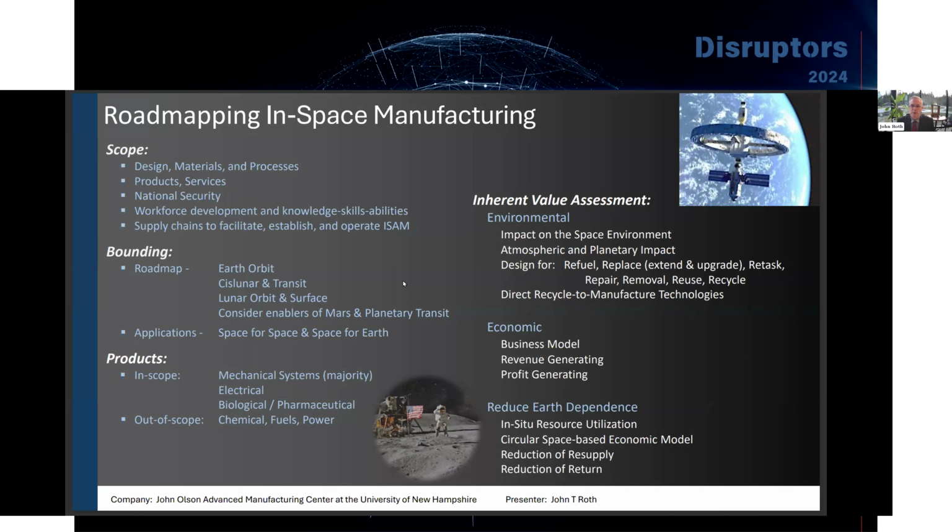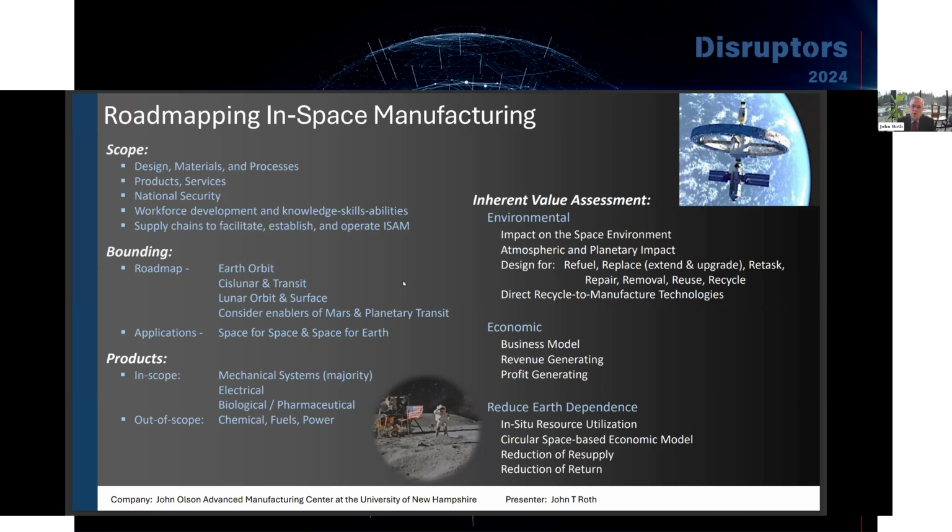Obviously, as part of the roadmapping for in-space manufacturing, there's going to be the design, the materials, and the manufacturing processes. But what got added in is roadmapping product launches and services, and how national security and security of assets, two different things there, play into the larger picture. What we need to do for workforce development and knowledge, skills, and abilities to enable this sustained space-based economy. And then what are the supply chains that we need to facilitate and operate ISAM? So not the supply chains necessary for all the launch that we're currently doing, but if we're really looking at in-space manufacturing, what does the supply chain look like?